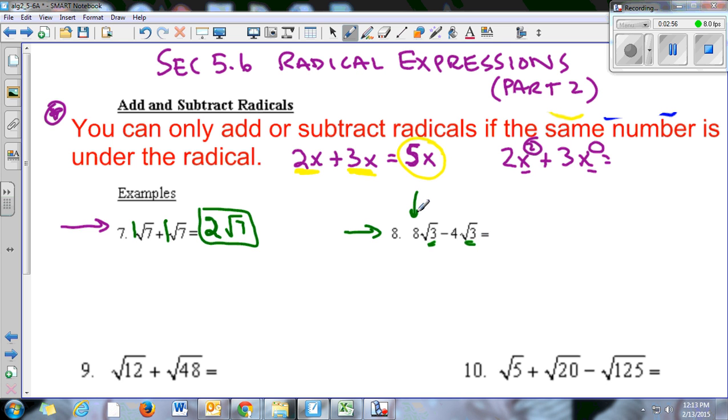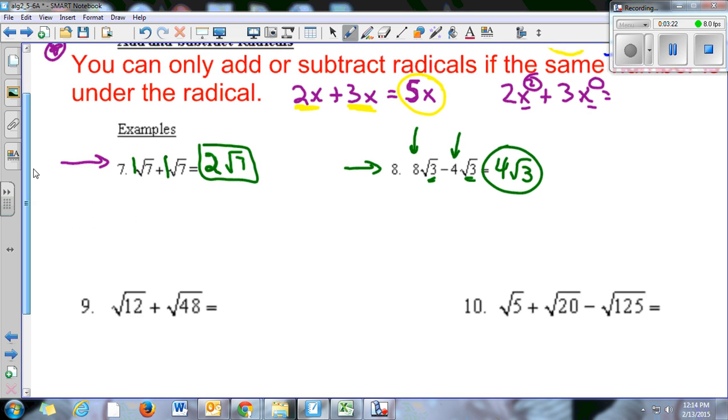Well, I have 8 here, and I want to subtract 4 from that 8. Well, I can do that. So 8 radical 3 minus 4 radical 3 leaves me with 4 altogether. Because I had 8, I'm taking away 4. I've got 4 square roots of 3 left over. So when the number underneath the radical symbol is the same thing, life is good.